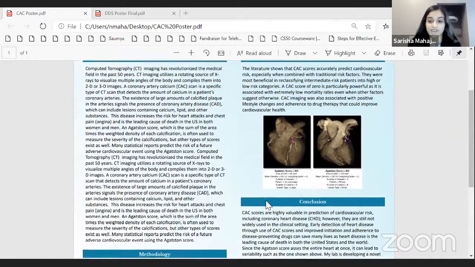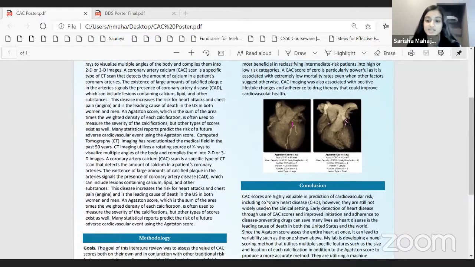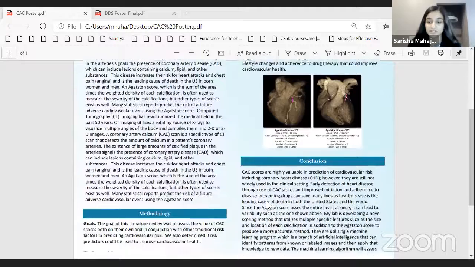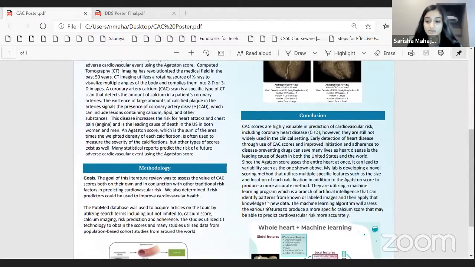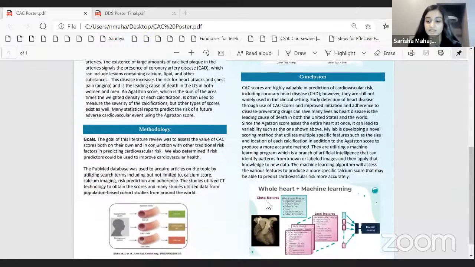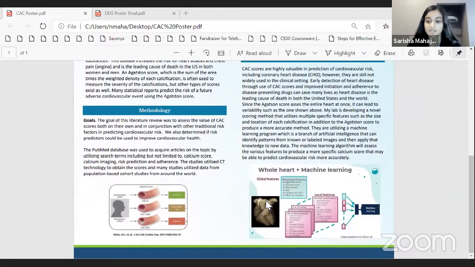Through my literature review, I found that CAC scores accurately predicted cardiovascular risk, especially when they were combined with traditional risk factors such as age or weight. They were most beneficial in reclassifying intermediate risk patients into high or low risk categories. And CAC imaging was also associated with positive lifestyle changes and improved adherence to drug therapy. The Wilson Lab is currently developing a novel calcium scoring method that utilizes multiple specific features of the calcification to produce a more accurate scoring method, which can lead to earlier detection of heart disease and save many lives.